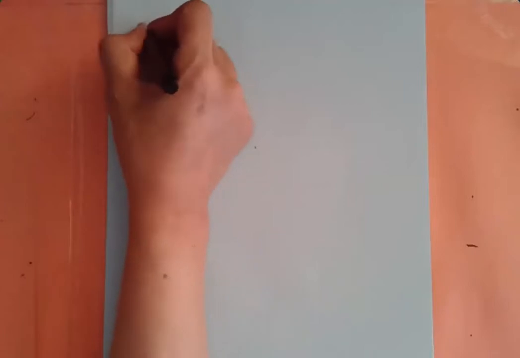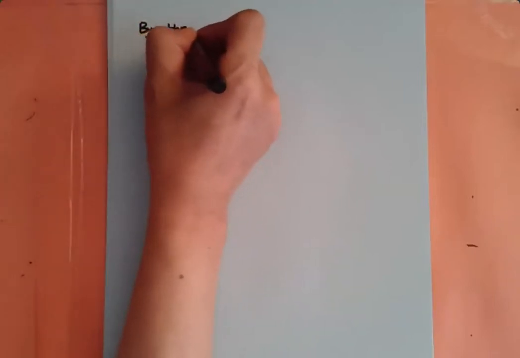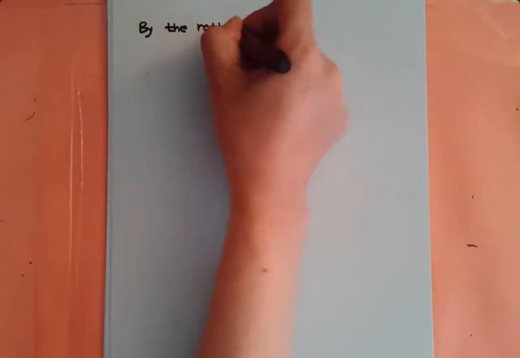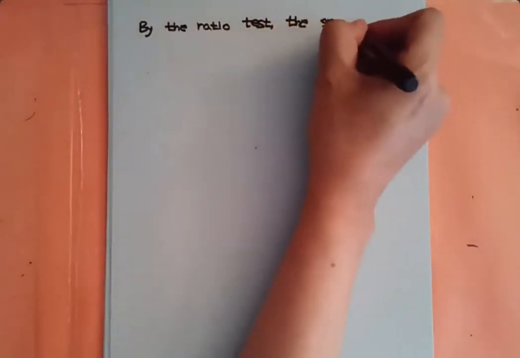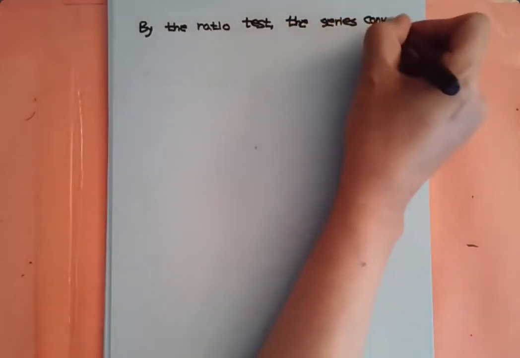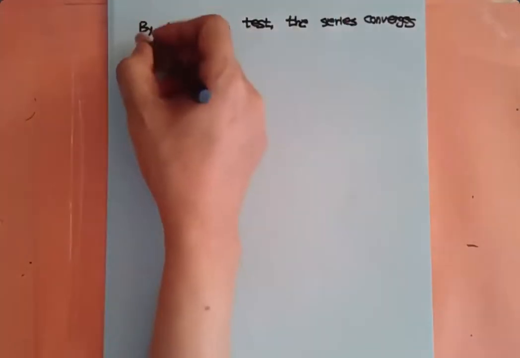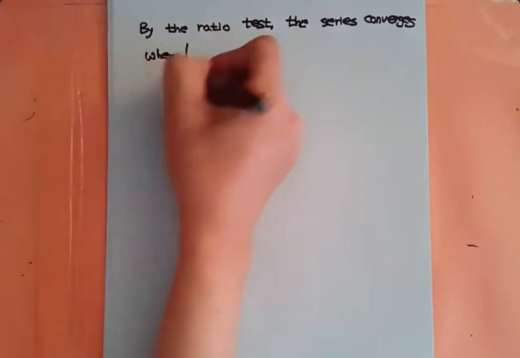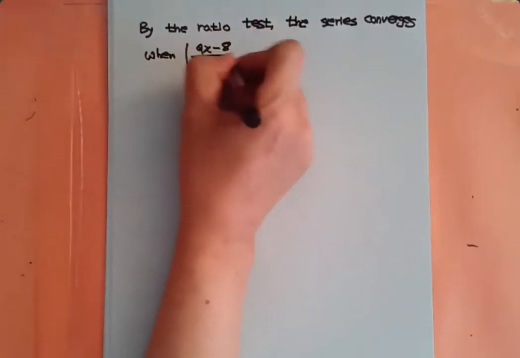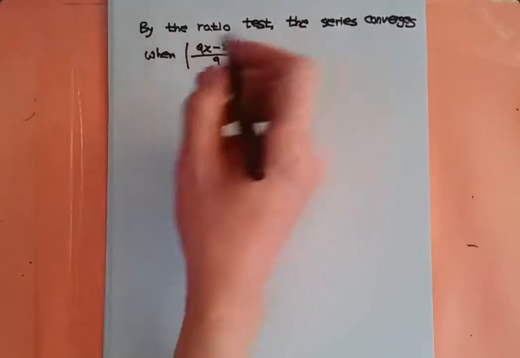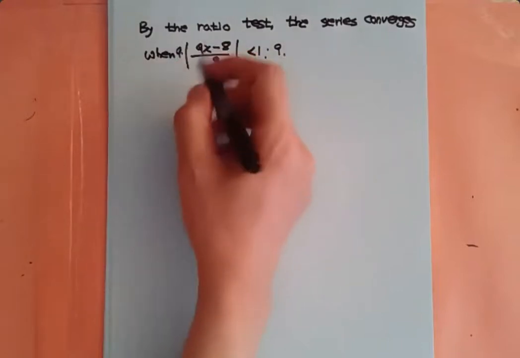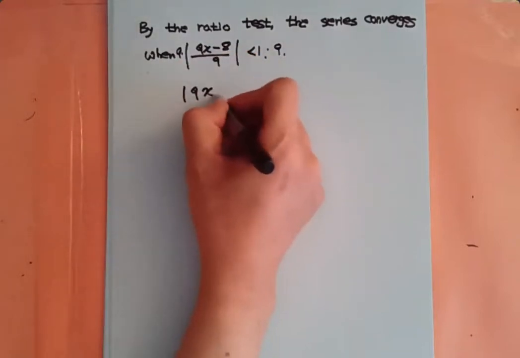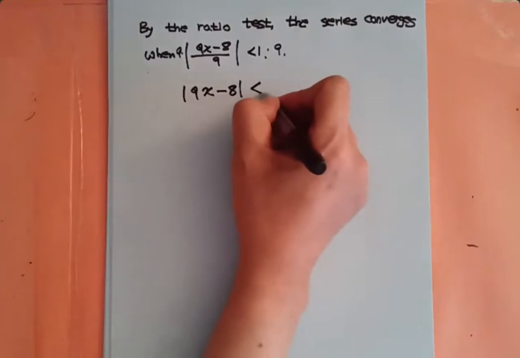So what you can say is by the ratio test, the series converges when the absolute value of (9x minus 8) over 9 is less than 1. So we multiply by 9 on both sides, then those will cancel each other, and we get the absolute value of 9x minus 8 is less than 9.